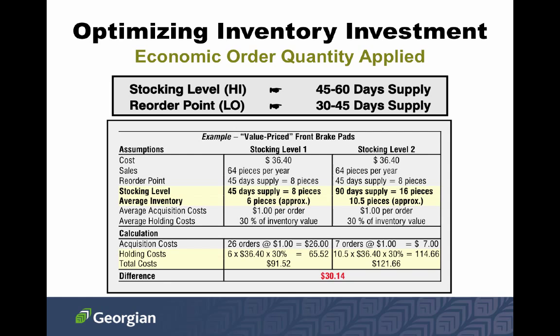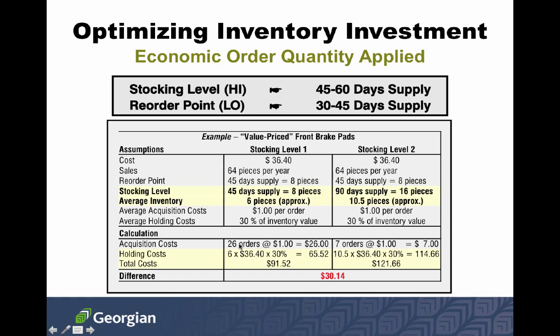Now, the difference here is only the cost. It's still 64 pieces a year in total demand. 45-day supply is my best reorder point, and here I'm using a best stocking level of 45-day supply. Here I've doubled it to 90 days. That's my 16 pieces, and as previously said, take my word for this, 6 pieces on average in inventory, 10.5 pieces on average in inventory. In this scenario, the $1 order cost, the 30% inventory holding cost.